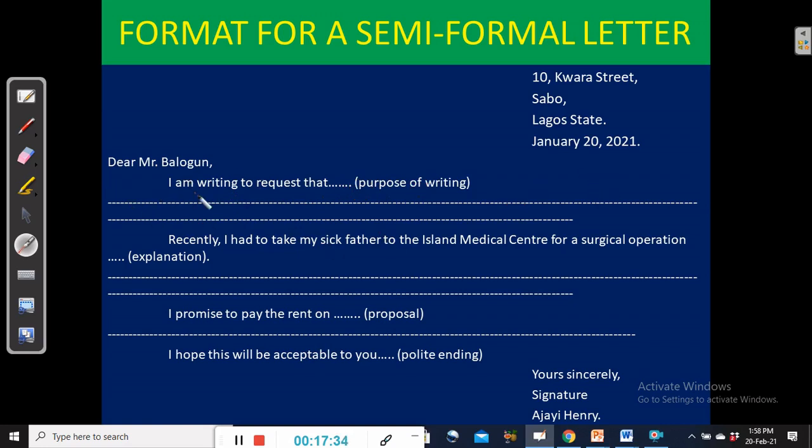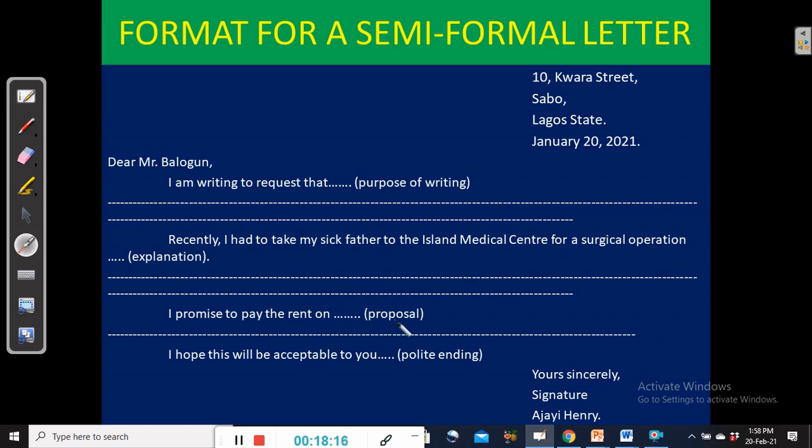All right. So the first paragraph will be devoted to the purpose of the writing, and then the body of the letter will give the explanation. In this case, you are asking the landlord to give you more time to pay the rent, so you have to give an explanation. Why should he give you more time? What are the reasons? And then you state them here. Recently, I had to take my sick father to the Island Medical Center for a surgical operation, and so on and so forth. You give all the explanation.